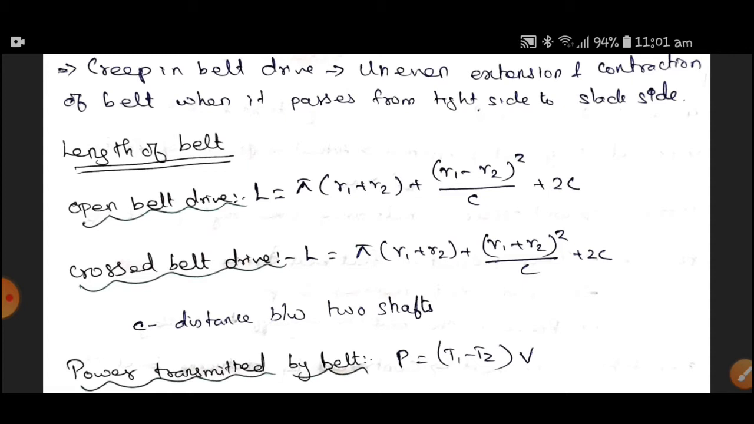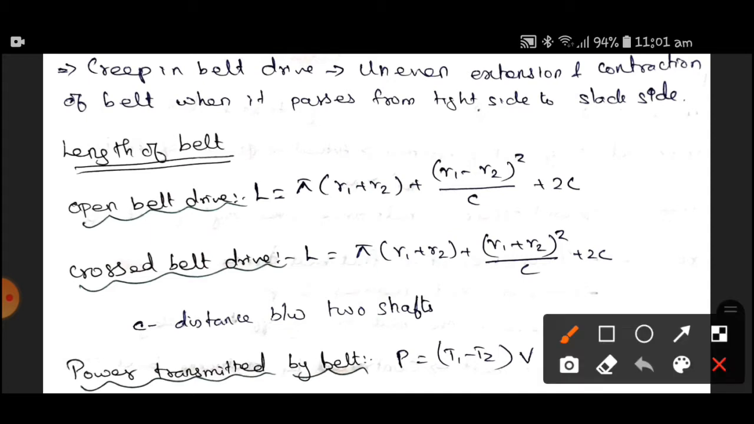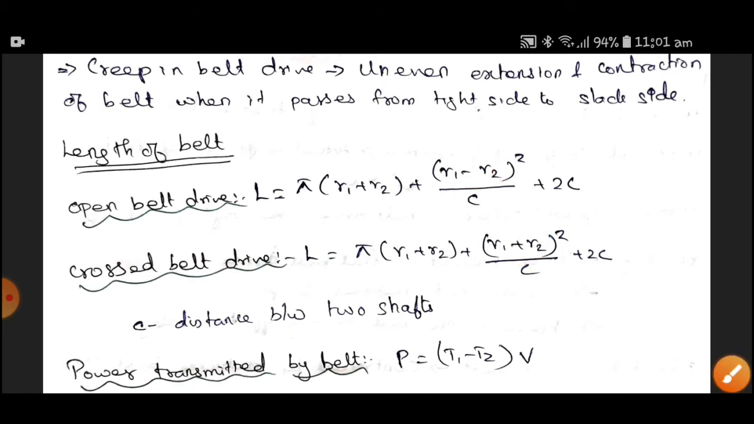For the crossed belt drive, the only difference is instead of minus in the open belt drive, here we are using the positive plus symbol. Therefore, when we compare open and crossed belt drive, the crossed belt drive length should be more than the open belt drive.